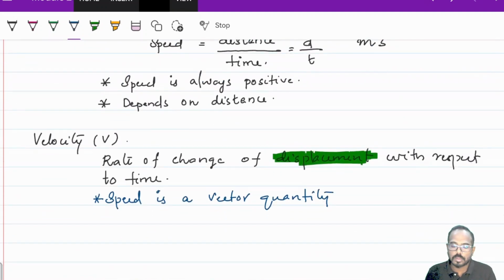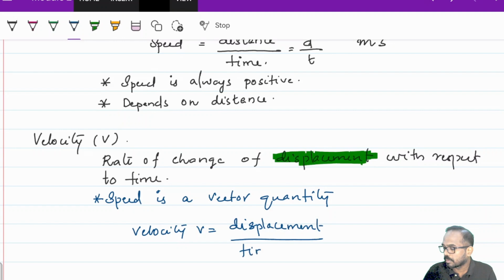Mathematically, how can you represent velocity? Velocity v equals displacement s upon t. So what is the unit? Displacement in meters, time in seconds, so meter per second. Both have the same unit, but what is the difference?